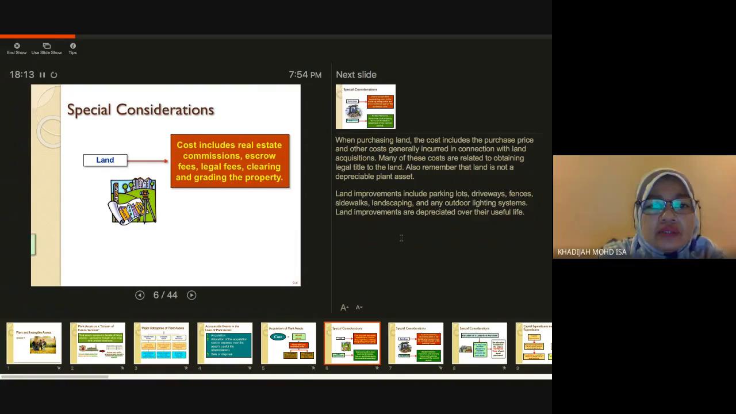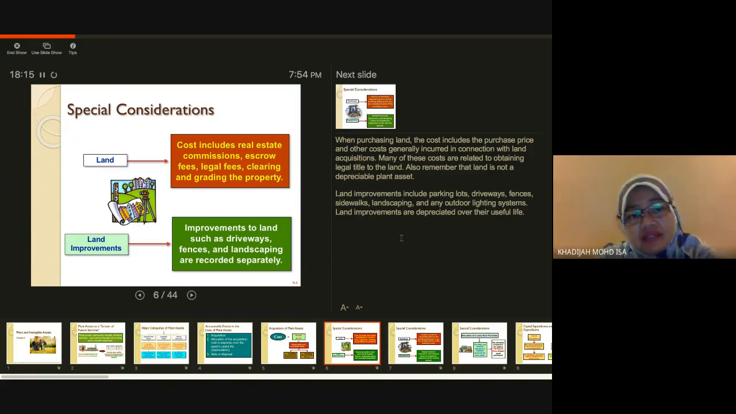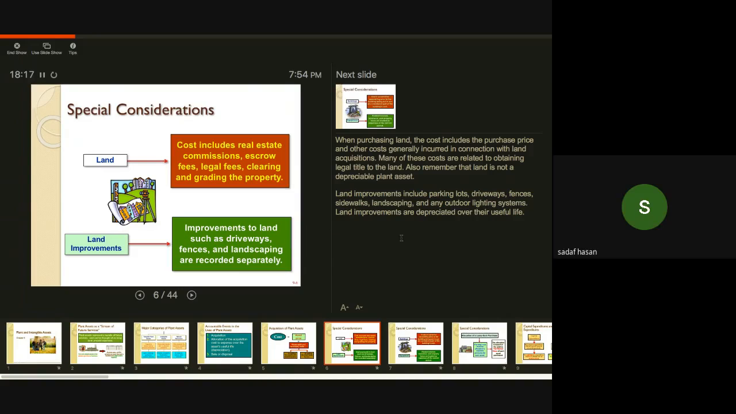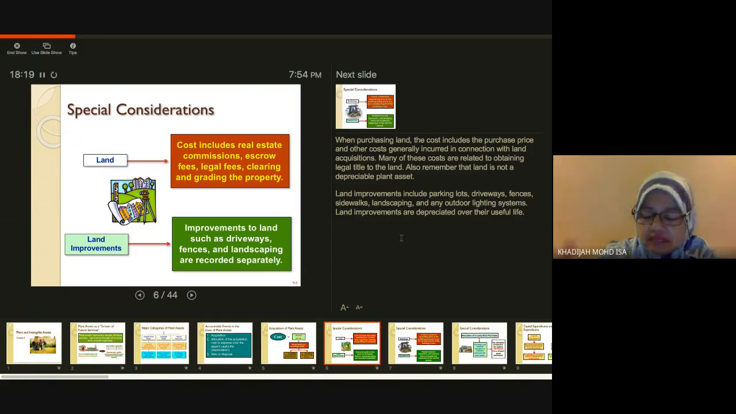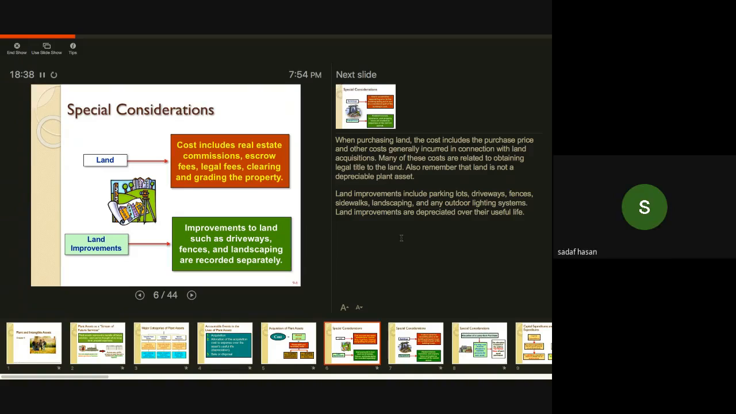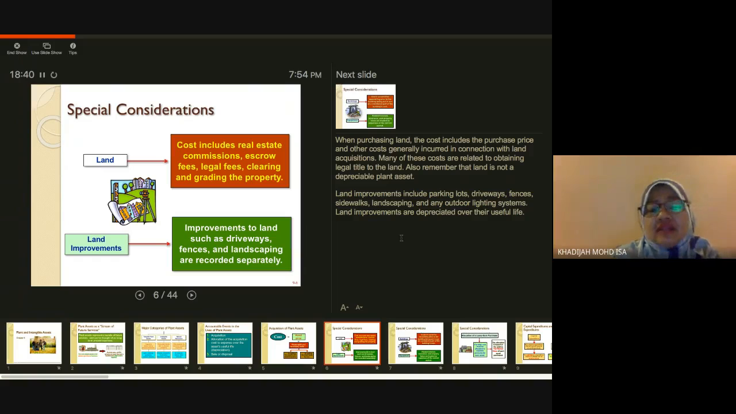All right. But there is a special condition when we talk about land. When you buy land, most of the time you need to do something about the land. So the cost you incur to pay for all this clearing, leveling, and tunneling of the land will be part of the cost of the land, not an improvement expense. So this one is special.